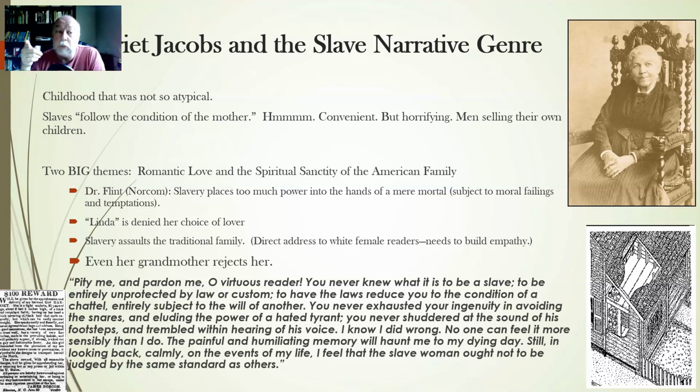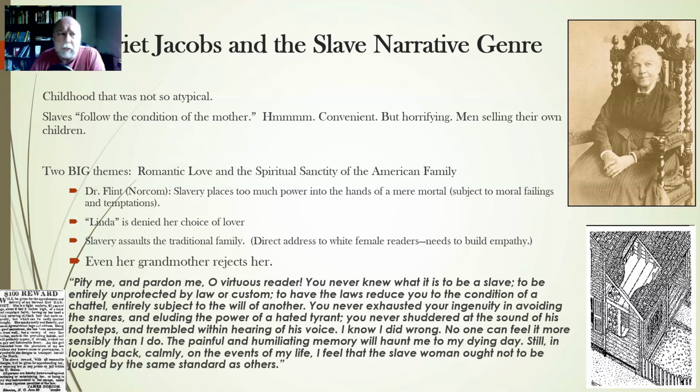So before you judge me, and there's this famous passage where she says, "Pity me and pardon me, O virtuous reader. You never knew what it is to be a slave, to be entirely unprotected by law or custom." Think about that. Okay, listen, upper class, middle class white ladies up north: glad you care about people like me, but just remember, before you start wagging your finger and saying, oh, she slept with this man outside of it, you are protected. The law protects your virtue. Anybody tries to violate you, and you'll have him thrown in jail.